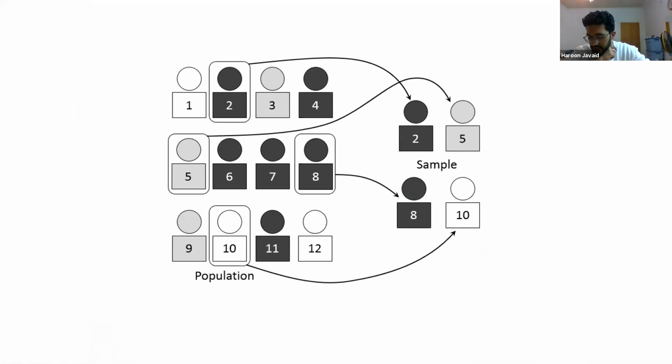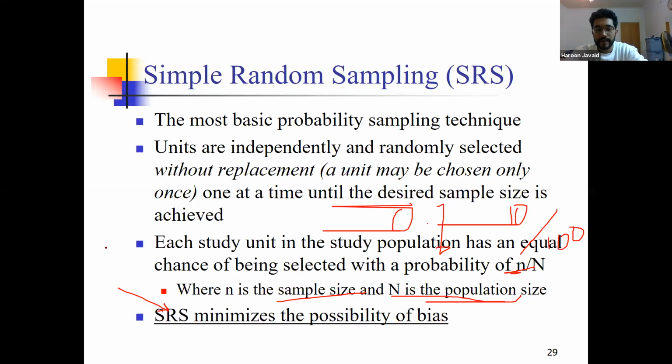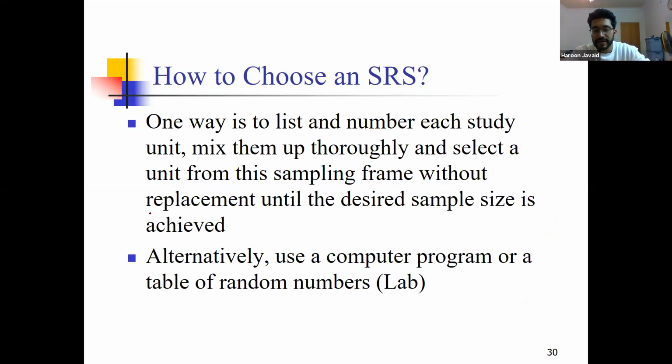Does this picture make sense? Basically, you're not repeating whoever you select. The way you're selecting is going to be something like a number generator, not from the top of your head. Is this clear? Perfect. One way is to list them, the other way is to use a computer.